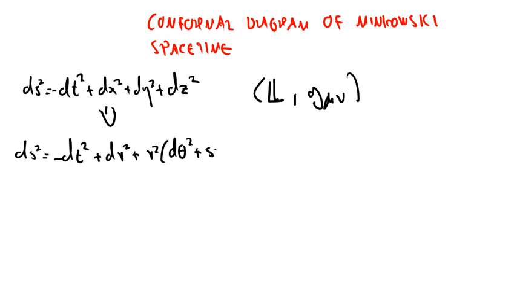Okay, and so we have to find a conformal embedding of Minkowski spacetime in something bigger. How are we going to do that? Well, to do that, we are going to perform a number of coordinate transformations to this metric in order to bring it to a convenient form. This is all very simple. We just have to do a number of changes.